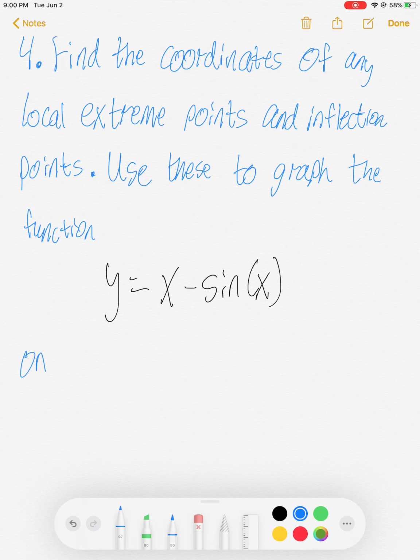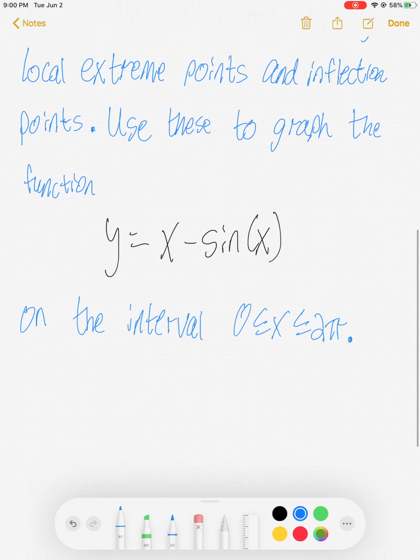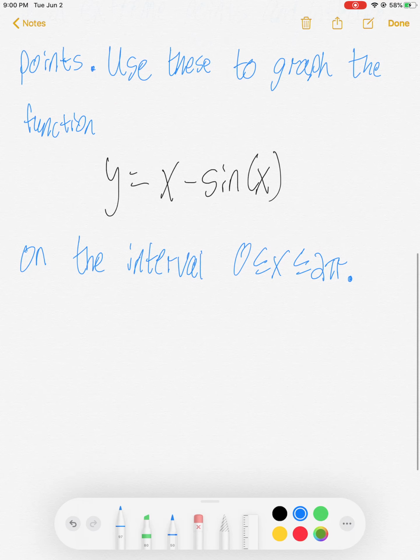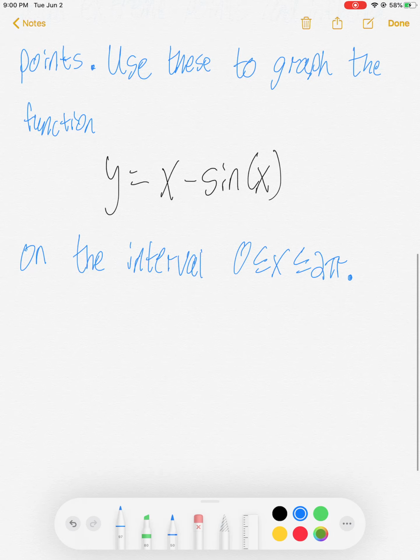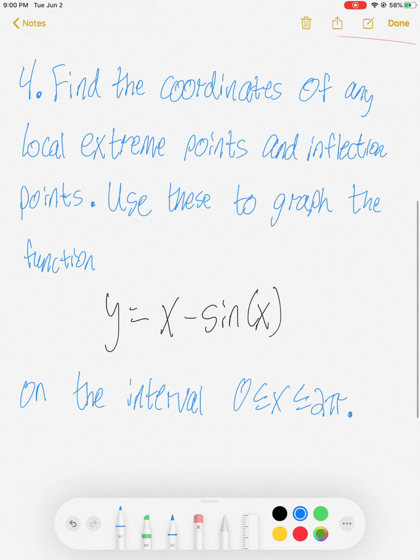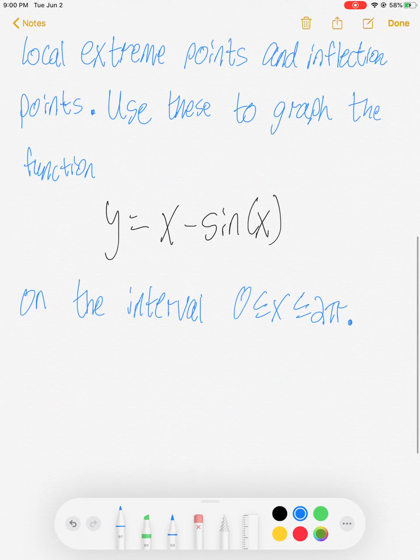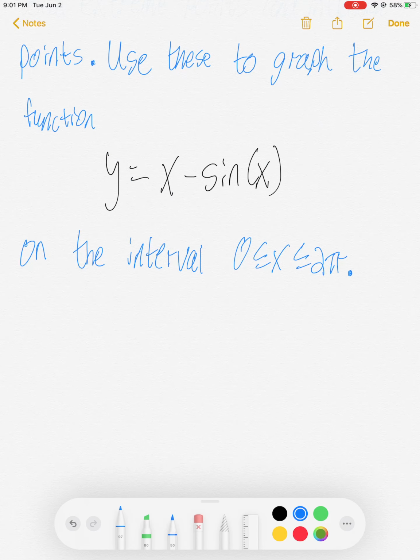Let me put this nice and bold down here. So this is y equals x minus sine of x. And we're only going to graph it on the interval 0 less than or equal to x less than or equal to 2 pi. That's perfectly fine because, well, actually x is going to change, but sine of x is going to be cyclic. So that's, I think, part of why they're focusing on this.